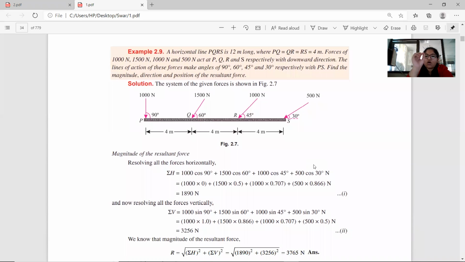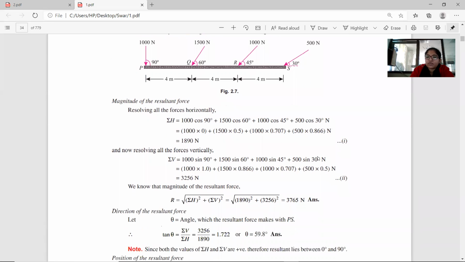Next, we have to resolve all the forces in the vertical direction. So vertically, we take all sine values in this equation. So 1000 sin 90, 1500 sin 60, 1000 sin 45, and 500 sin 30. Put the values of sin 90, sin 60, sin 45, sin 30 in this equation. Then my sigma v will be 3256 Newton. Now, what is the formula for the magnitude of the resultant force? My formula is R equals the square root of sigma h squared plus sigma v squared. Put the values of sigma h and sigma v in this equation. Then my value will be 3765 Newton, which is my first answer.